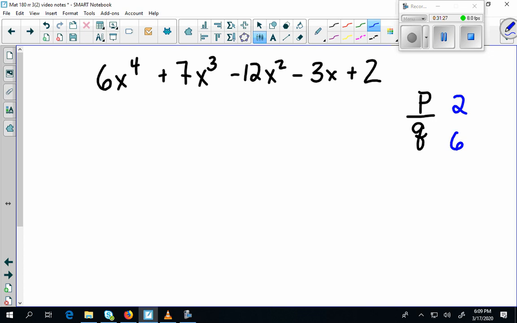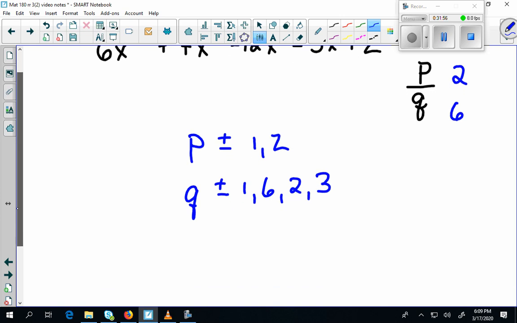So for P, my factors are positive and negative 1 and 2. Good old 2, lowest prime number. Only even prime number. All right. And then for Q, my lead coefficient is 6. So I get positive, negative 1, 6, 2, and 3. And that's it. That's all the factors of 6.